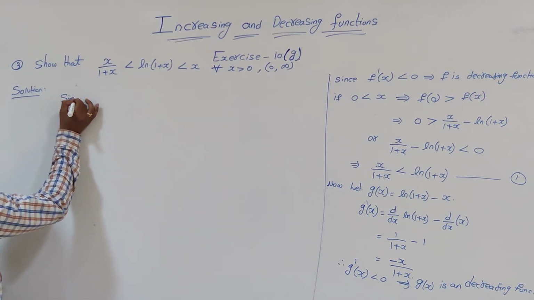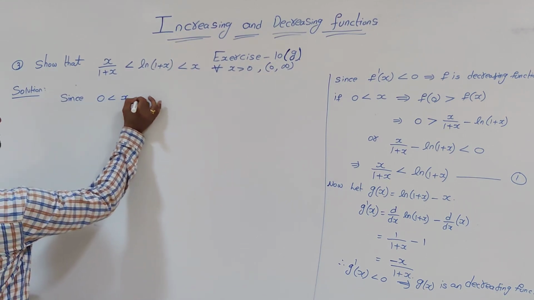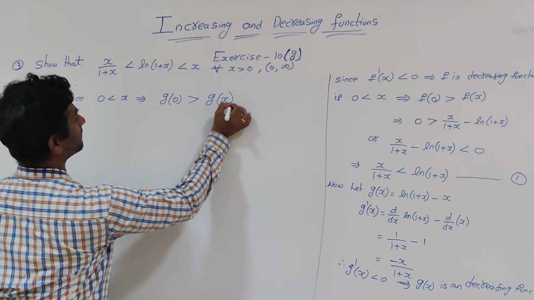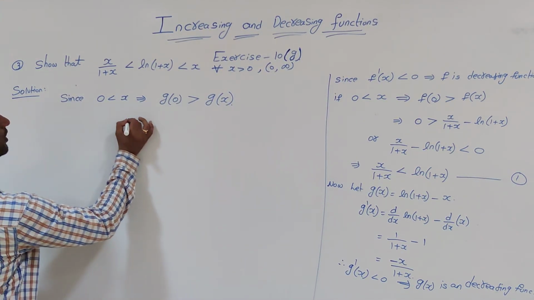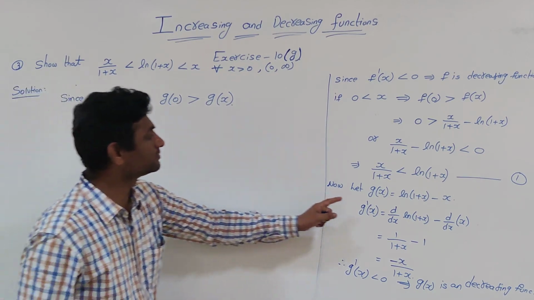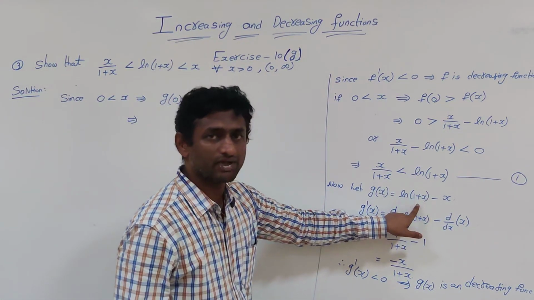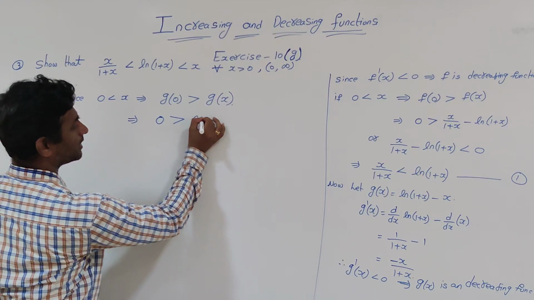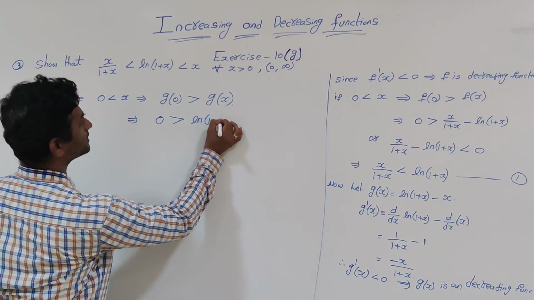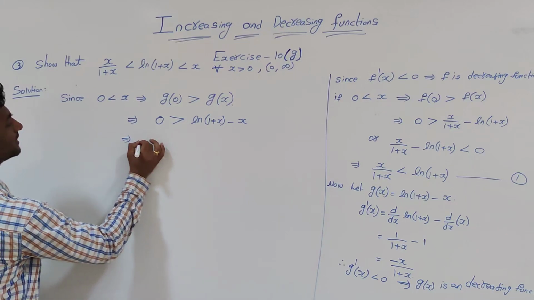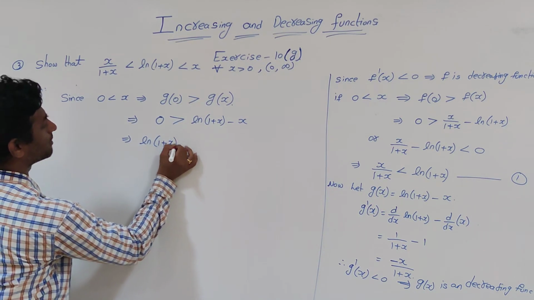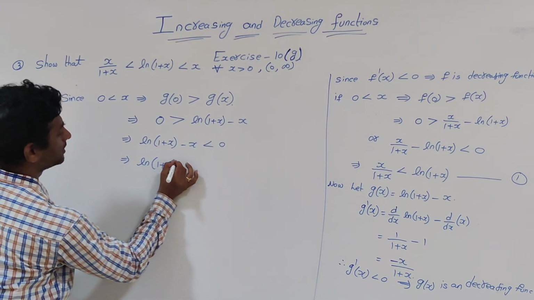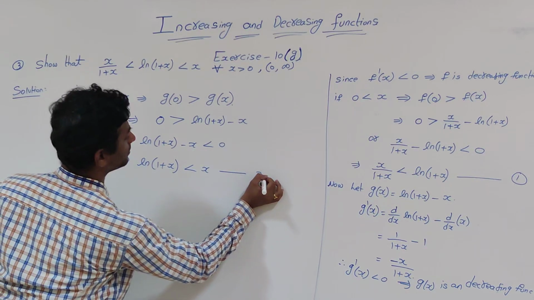Since 0 is less than x implies g of 0 should be greater than g of x. That is the definition of a decreasing function. So what is g of 0? g of 0 is ln of 1 plus 0, which is ln 1, that is 0, minus 0. So 0 is greater than ln of 1 plus x minus x, or we can have ln of 1 plus x minus x is less than 0. So that is ln of 1 plus x is less than x. That is the second inequality.